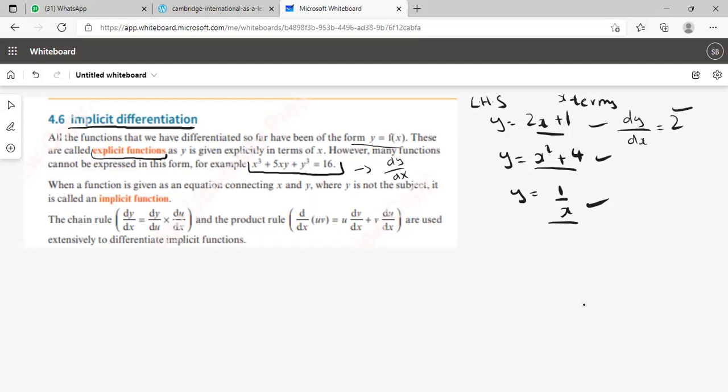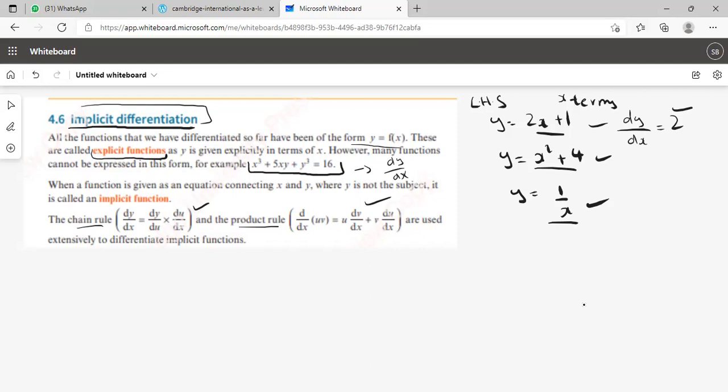Done. But in this case, we have x and y mixed. So we need to use the chain rule as well as the product rule. How? I'll tell you. The only thing you need to know is that for implicit differentiation, you will be using the chain rule and the product rule, right? Clear? Yes. And the other thing is you need to be clear with what implicit and explicit is.